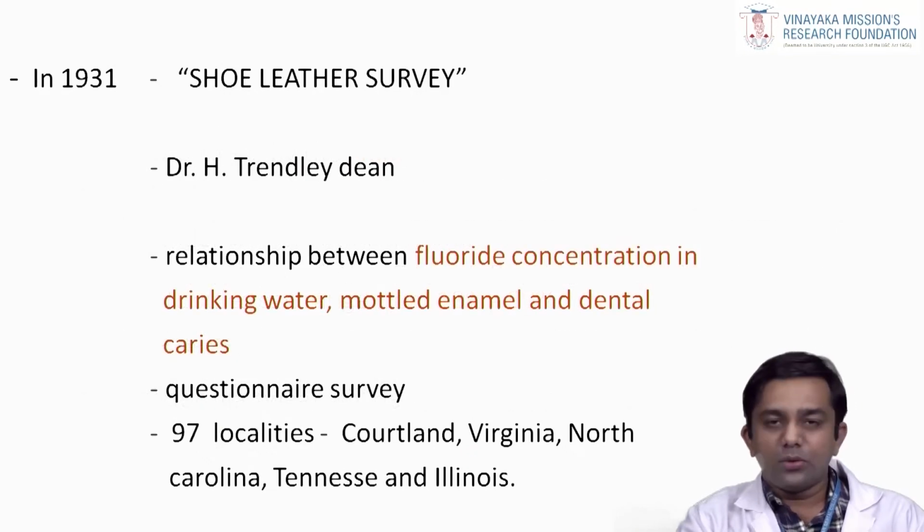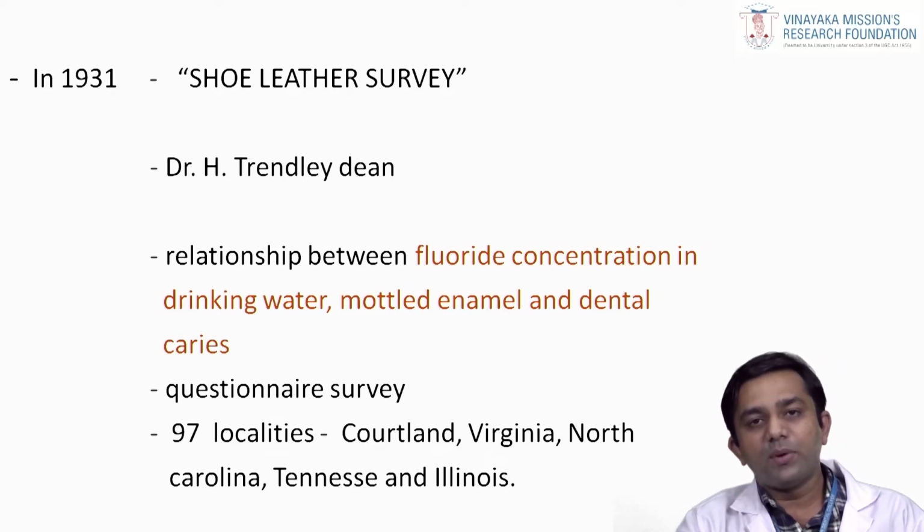Now, we will see what a shoe leather survey is. This survey was conducted in the year 1931 by Trendley H. Dean to find out the relationship between the fluoride concentration in the drinking water, mottled enamel and dental caries. It was a questionnaire survey conducted mainly to see the extent of fluoride distribution in a particular geographical area and the number of people affected by mottling of enamel. It was conducted among 97 localities, mainly in Colorado, Virginia, North Carolina, Tennessee and Illinois. The main objective of this study was to find out the geographical distribution and number of patients affected.